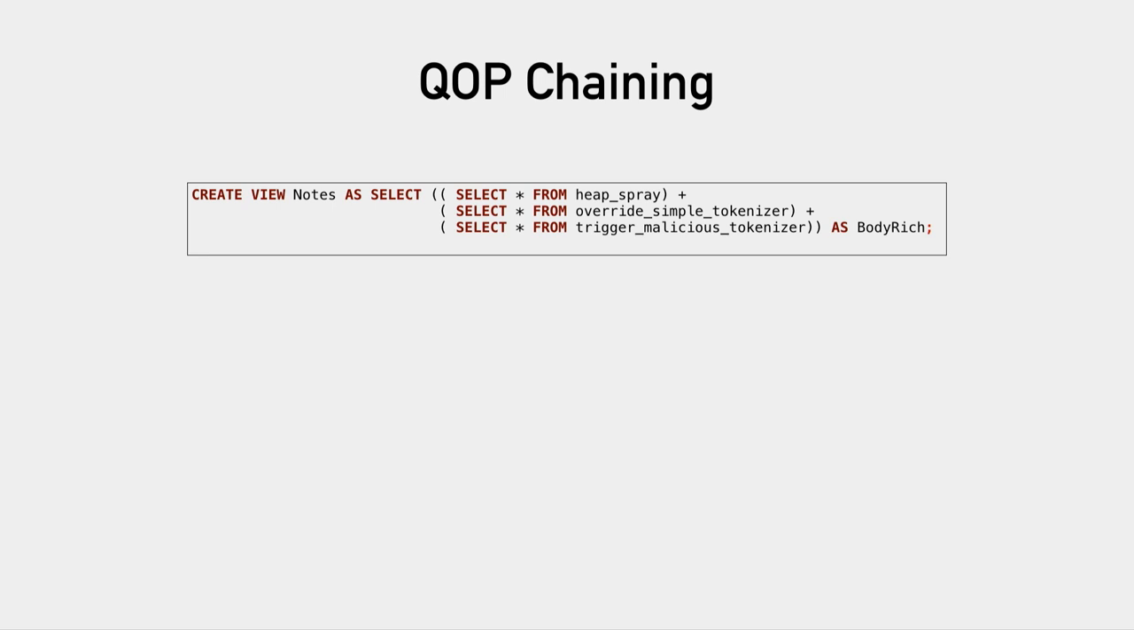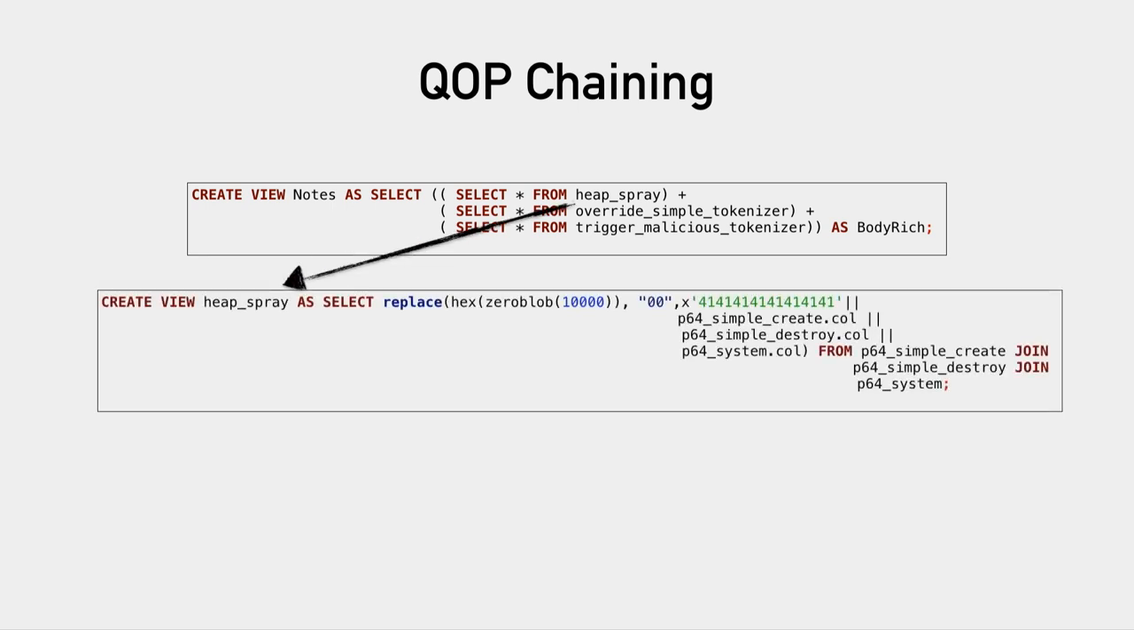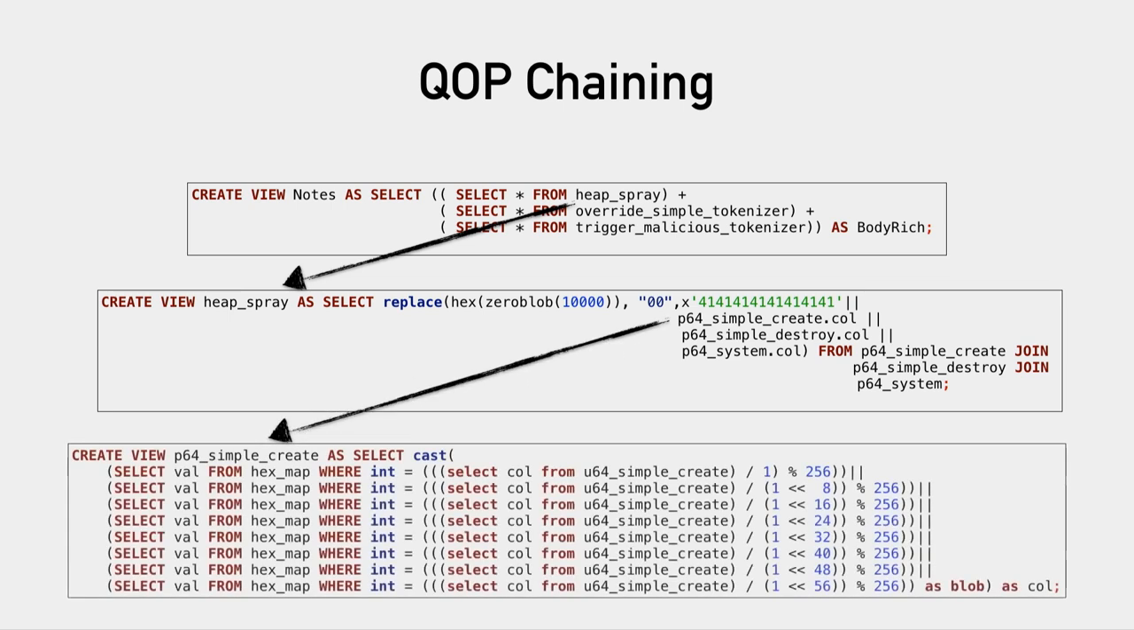And you might ask yourself, what is a heap spray? Well, heap spray is obviously a COP chain. It's another view called heap_spray that utilizes our heap spray capabilities. We start with a bunch of A's, and then we concatenate one of the pointers that we are interested in, p64_simple_create, for example. Needless to say, p64_simple_create is another view, right? That actually refers to a packed version of u64_simple_create.